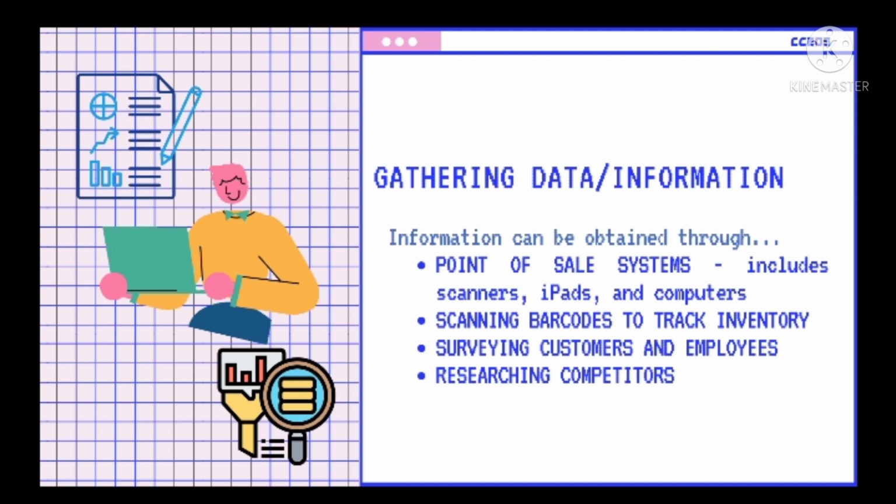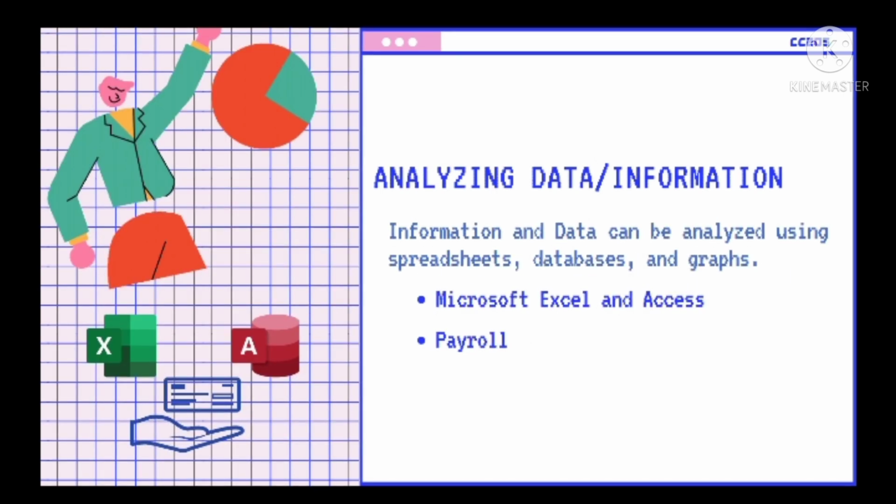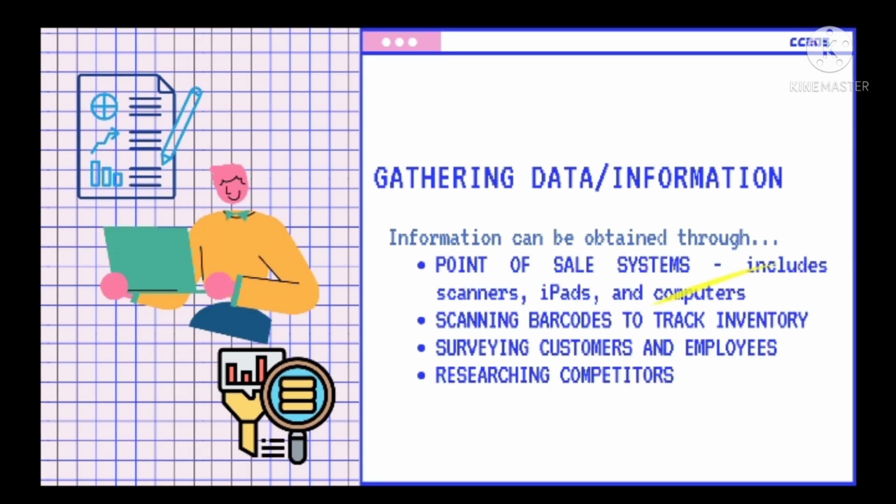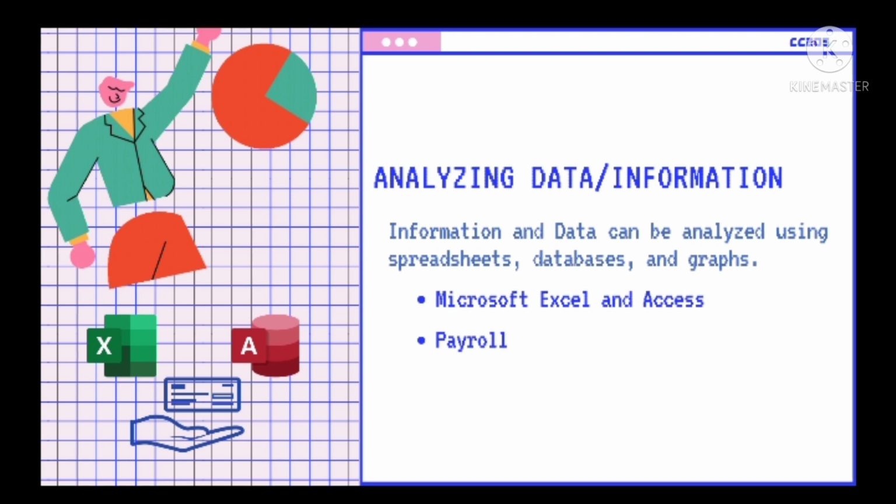Gathering data or information. Information can be obtained through point-of-sale systems, which include scanners, iPads, and computers. Scanning barcodes to track inventory. Surveying customers and employees. Researching competitors. Analyzing data and information. Information and data can be analyzed using spreadsheets, databases, and graphs. These are the tools that you can use: Microsoft Excel and Access, and Payroll.